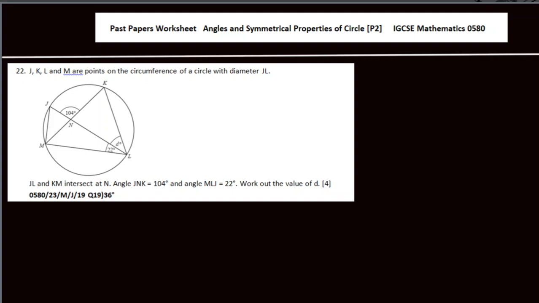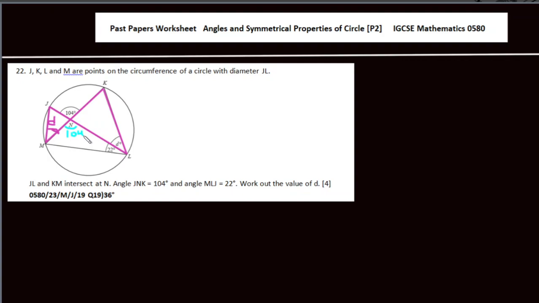Okay, resuming question number 22, where we have to find the value of angle D. This angle D makes angles in the same segment with the angle at M, this angle. So this is also D. Now if that's 104, then this is also 104 from vertically opposite angles.